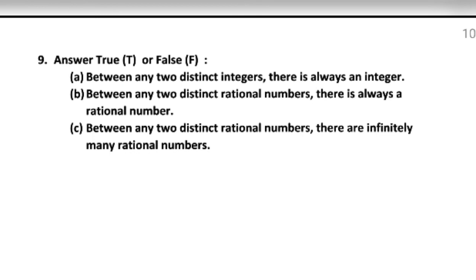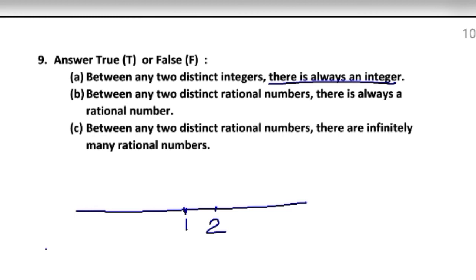Next, between any two distinct integers, there is always an integer. They said between any two distinct integers. For example, 1 and 2. Always an integer. This is not necessary. If we take 3, between 1 and 3, there is an integer 2. But if we talk about the 1 and 2, there is not any integer. 1 और 2 के बीच में कोई integer नहीं है. Okay, so this statement is false because they said always an integer.